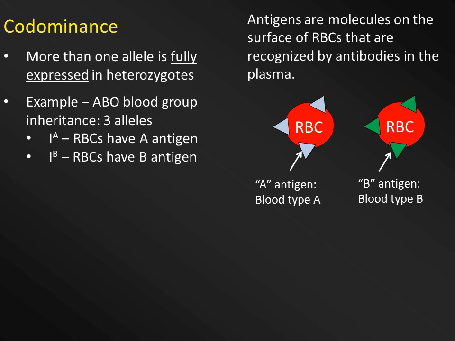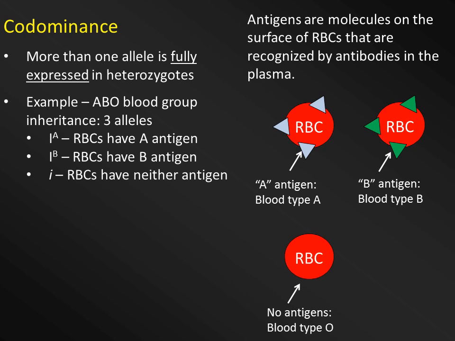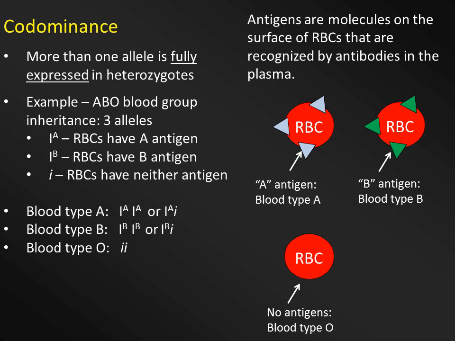Having the B allele means that your red blood cells are exposing the B antigen, just simple molecular markers on the surface of their red blood cells. And if you have the recessive lowercase i allele, that means that neither antigen is present on your red blood cell, and that's typical of a blood type of O. Now, to have these different blood types, for instance, blood type A, you can either be homozygous for the A allele or have the A allele and the lowercase i allele, in this case the recessive allele. Blood type B follows the same type of system. And then to be blood type O, you would have to be homozygous for the recessive allele.